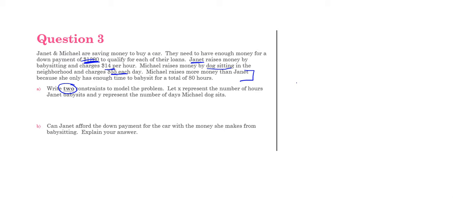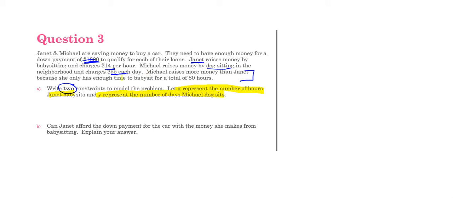It tells us to let X represent the number of hours that Janet babysits, and then Y is going to represent the number of days that Michael dog sits. So those are our 2 variables. X is for the hours Janet babysits. Y is for the number of days that Michael dog sits.